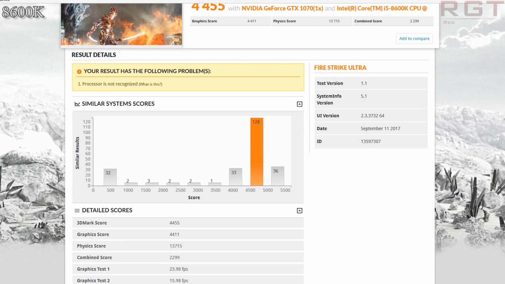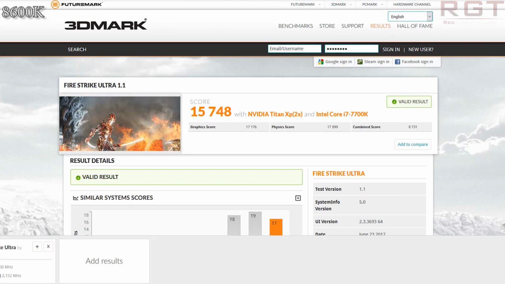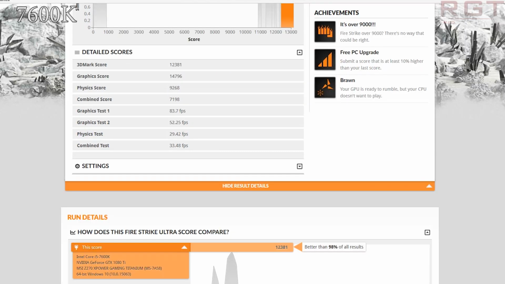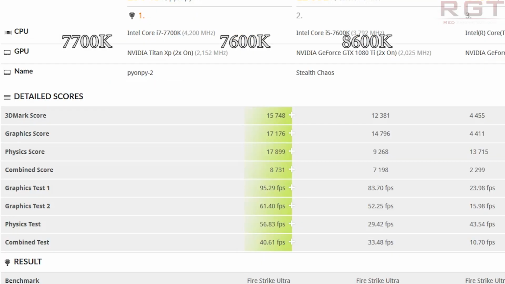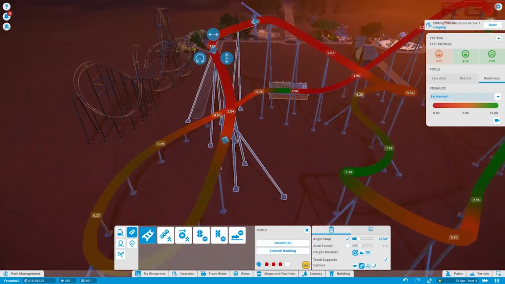So with that out of the way, feast your eyes on screen, as you will see our results coming up for your perusal. As you can see on the physics score for the 8600K, tested again with a 1070, not that it really matters, but just for prudence sake, we have a physics score of 13,715, and if you're interested, a frame rate on the physics test of 43.54. And our comparisons are with the 7600K, which was tested on a 1080 Ti, where the physics score was 9,268. And our final comparison is, again, the 7700K, and it's shocking, but it is a physics score of 17,899. And you should be seeing on screen right about now a helpful comparison between all those three physics scores.